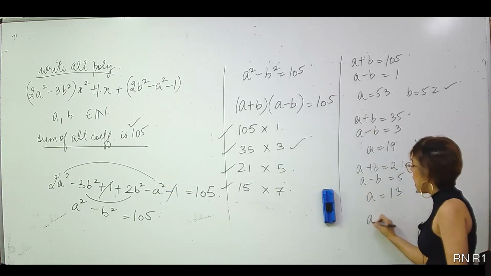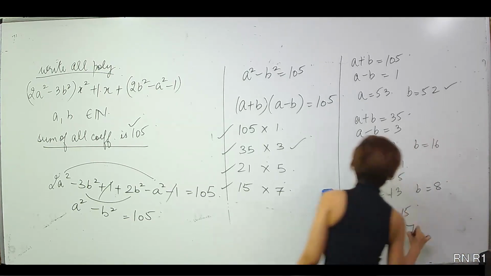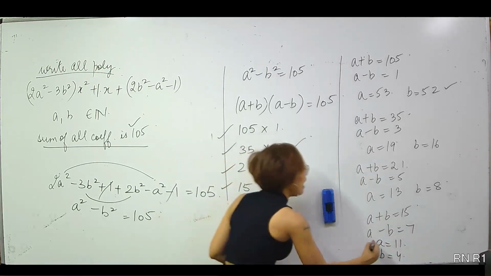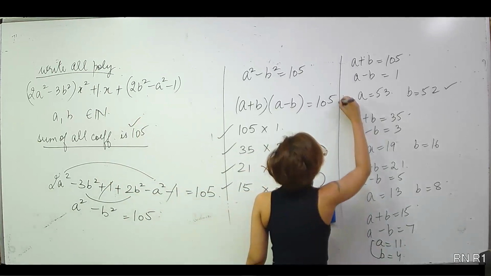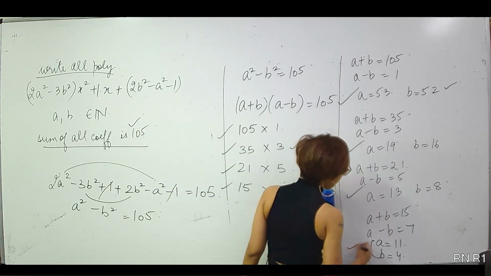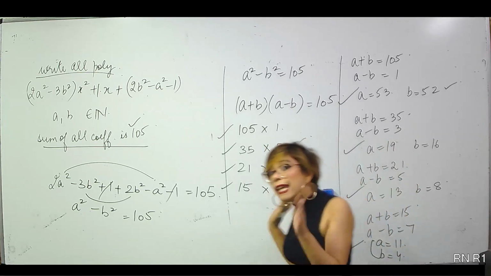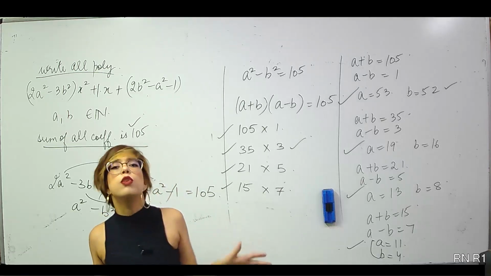Then last one, a plus b is equal to 15 and a minus b is equal to 7. Add them up, a will turn out to be 11 and b will turn out to be 4. Right? Again, put this in this, you will get the fourth polynomial. So, you are getting 1, 2, 3, 4. The question wasn't writing the polynomial, so you need to put it and get those polynomials. I am not doing it because this is the calculation part. I am sure you can do it on your own.